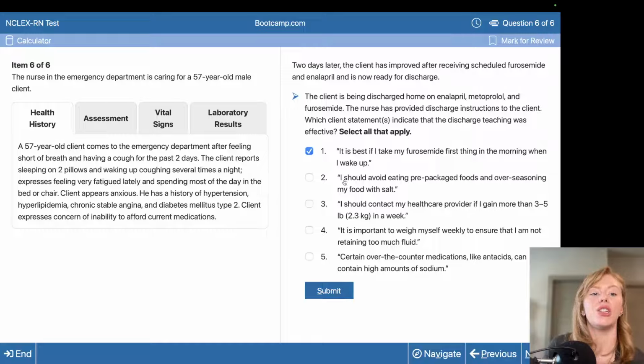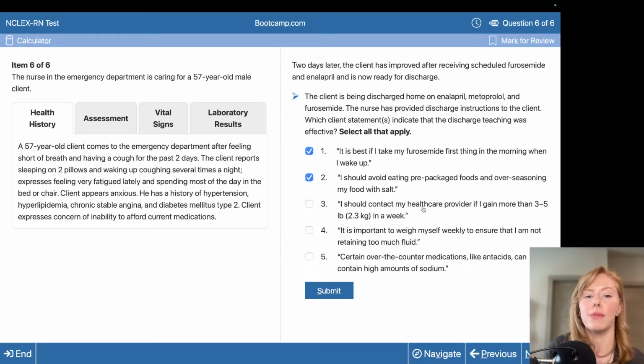Good. I should avoid eating prepackaged foods and over-seasoning my food with salt. Is that true or false? So yes, got a couple truths. Very good, because a lot of patients think that it's sufficient just to take the salt shaker off the table, but actually most of the sodium that we eat comes from packaged, canned, boxed foods. So that is true. We want to tell them to avoid prepackaged foods.